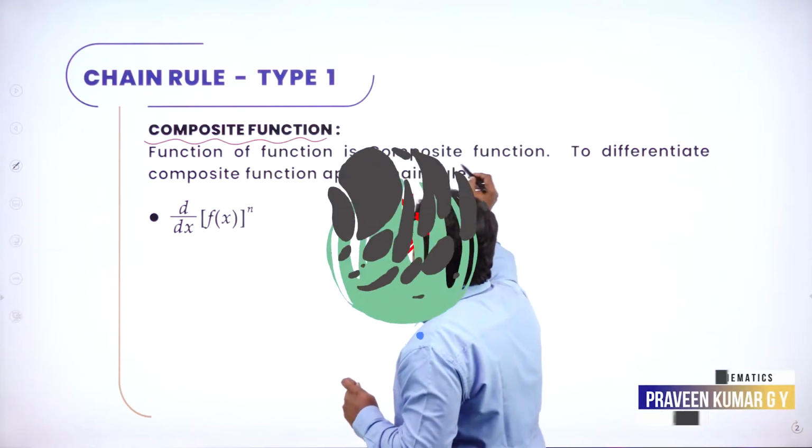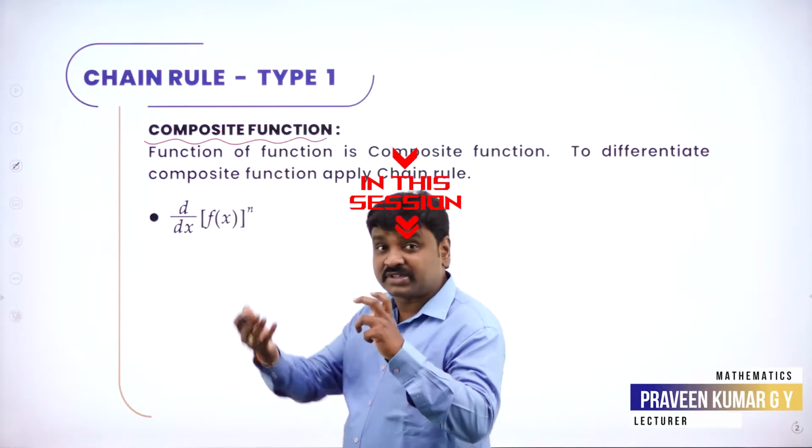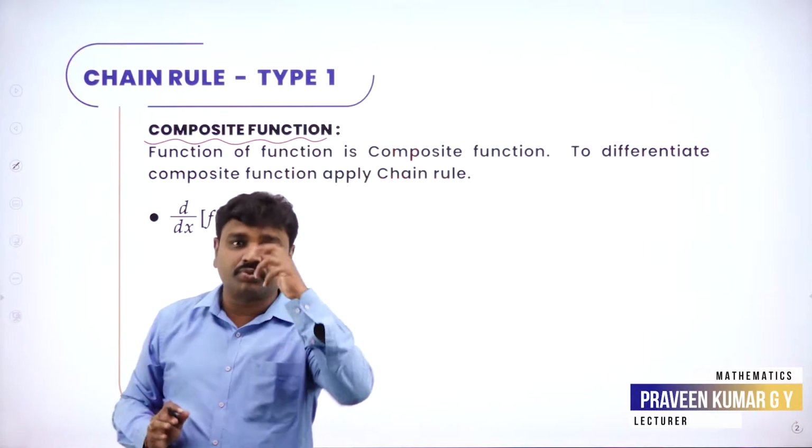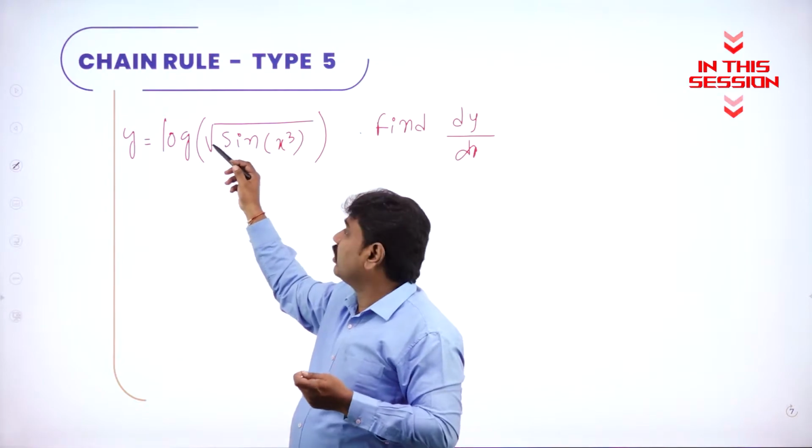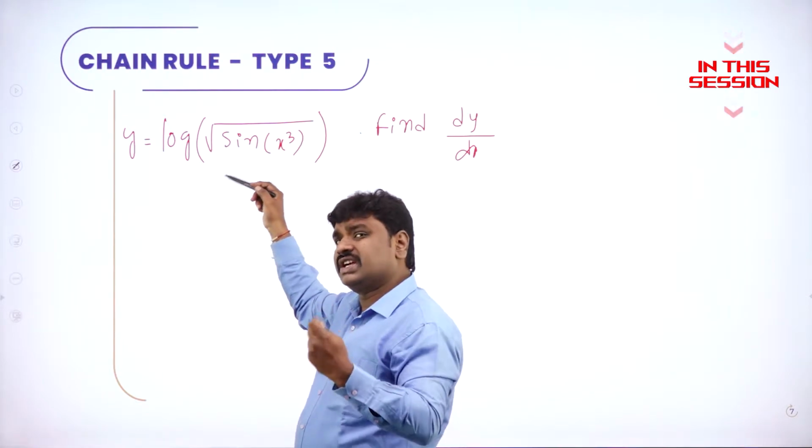So a function of function is composite function. If one function is present inside the other function, we call it as composite function. Function of function is composite function. Inside log, we have root. Inside root, we have sine. Inside sine, we have x.